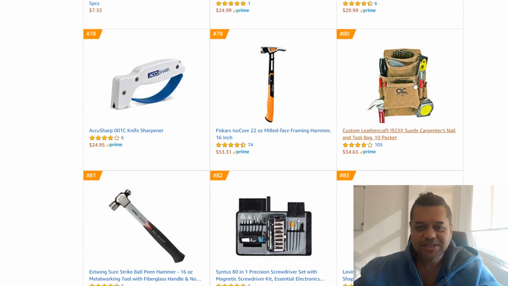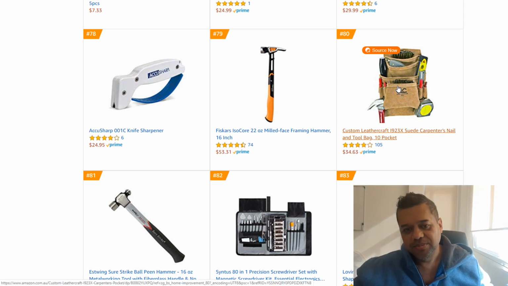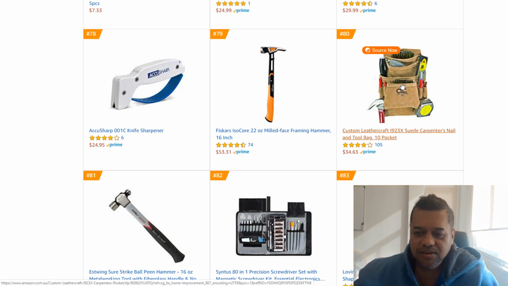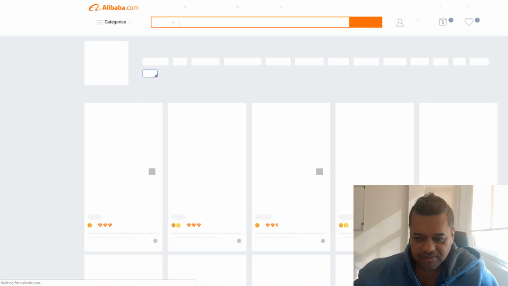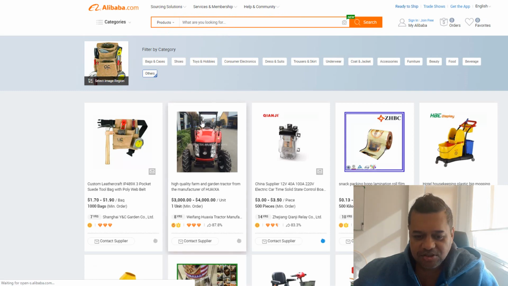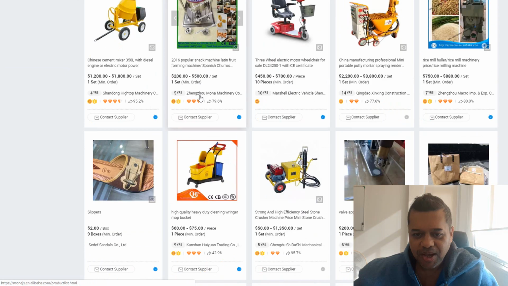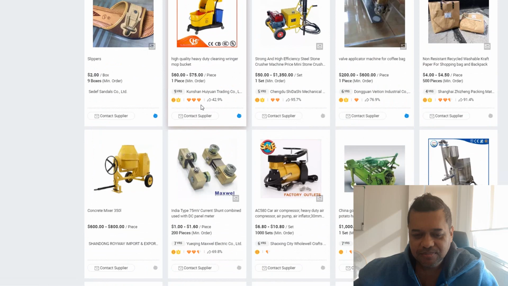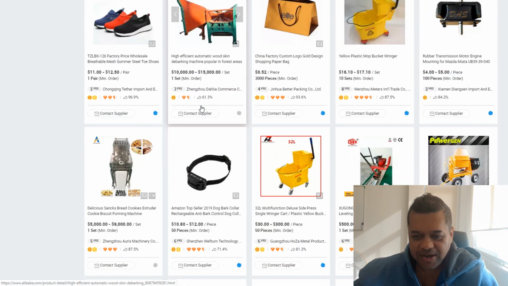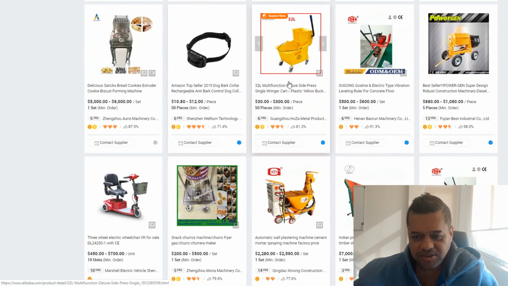Now, in the last video, I kind of touched on this a little bit, but go and get the Alibaba Source Now plugin. You should be using Google Chrome anyway. And as you can see there where I hover over, it's got Source Now. So I just click on this, and hopefully it'll just go to Alibaba and find it for me. All right. So it's not entirely accurate, but you know, it's a start. And it also gives you other options too, to look at.